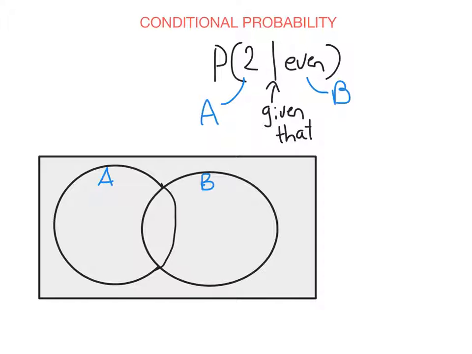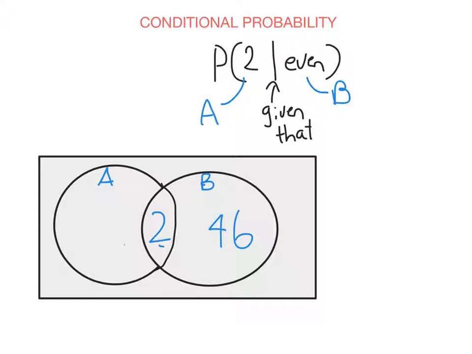So I'm going to put a 2 in A. And of course, B, the event that I got an even number, I could get 2, 4, or 6. Now, as I told you in previous videos, instead of writing the 2 twice, we're just going to write it in the middle. So I'm going to get rid of that and put the 2 in the middle. Okay?